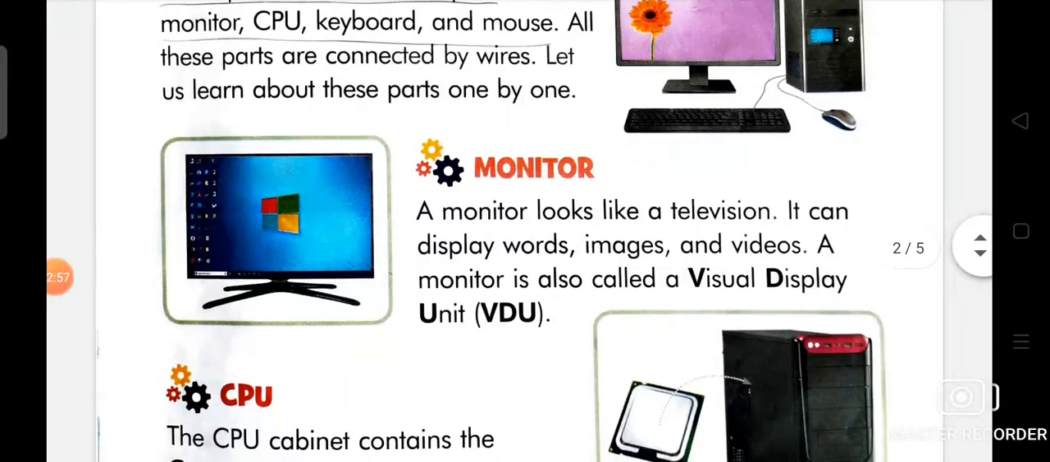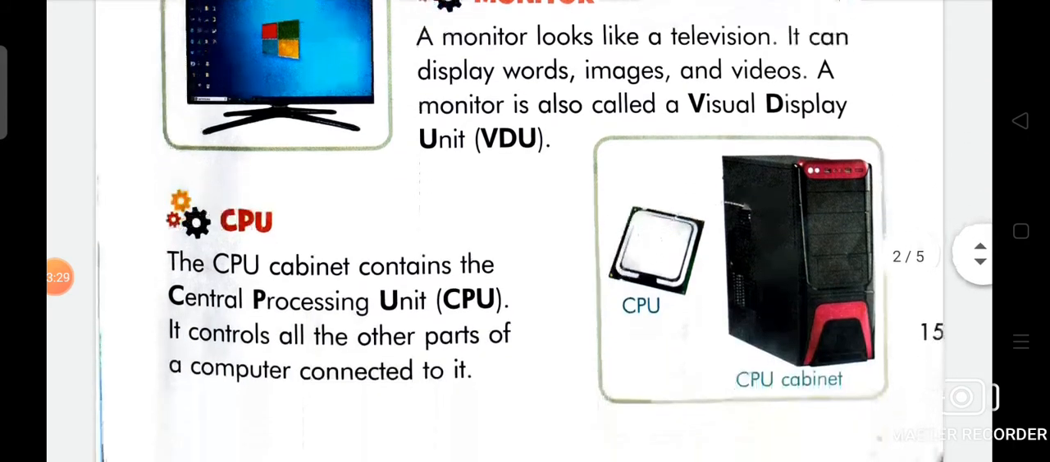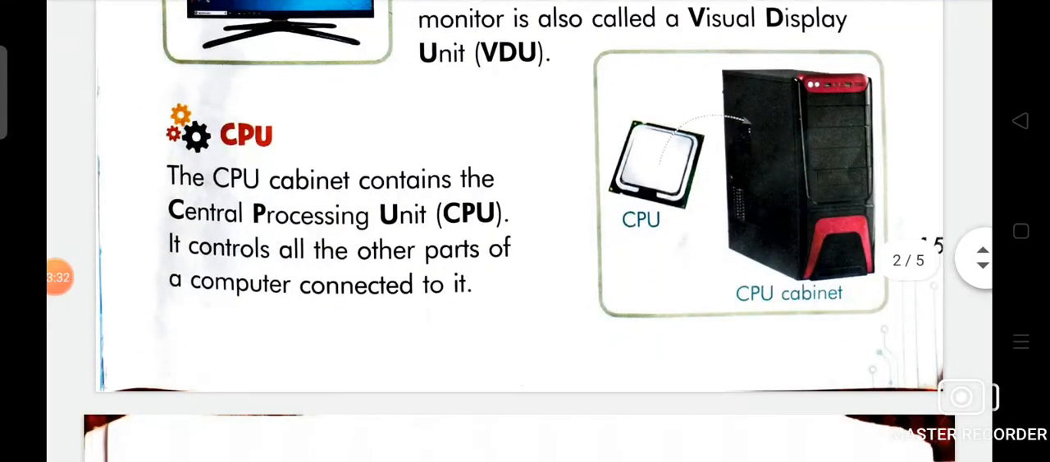Like number first is monitor. A monitor looks like a television. Students, you can say that a monitor looks like a television. Have you seen television? Yes or no? I think everyone has seen television. It can display words, images and videos. A monitor is also called a visual display unit, VDU. So students, do you know what is the full form of VDU? It's visual display unit.